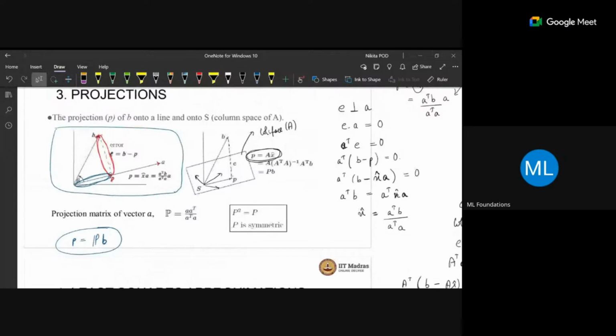Now, when you say X belongs to the column space of a matrix, then you can easily write that Ax equals b, this is what you write, right? Yes, ma'am. So when you write Ax equals b, what do you say? There you say b belongs to the column space of A, right? Yes. This is what it means.